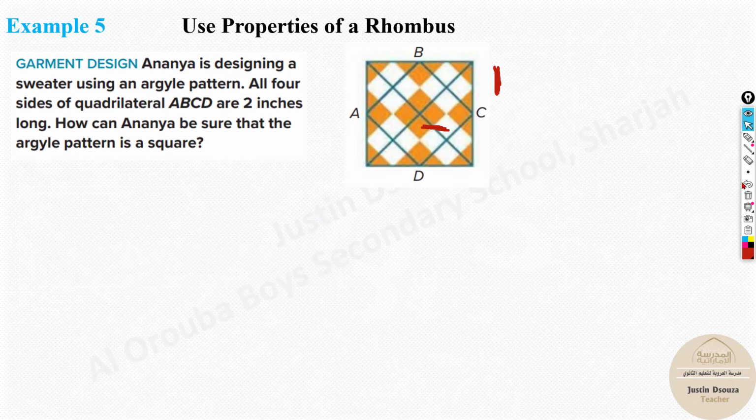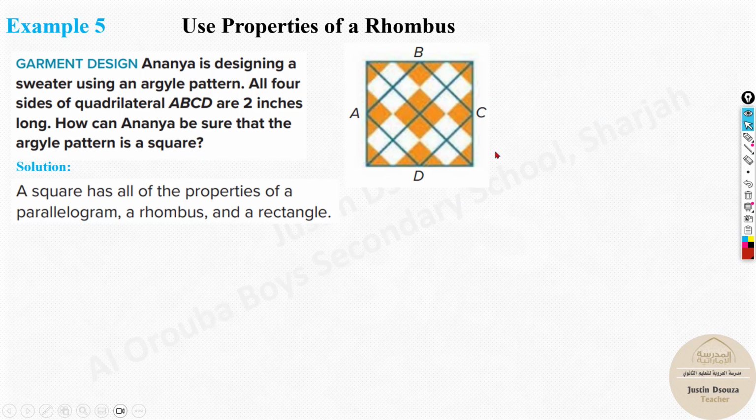Now we will see one more problem, a real world problem. Ananya is designing a sweater using an Argyle pattern. Now, this term Argyle means anything that's related to diamond shapes. All four sides of the quadrilateral ABCD are 2 inches long. How can Ananya be sure that the Argyle pattern is a square?